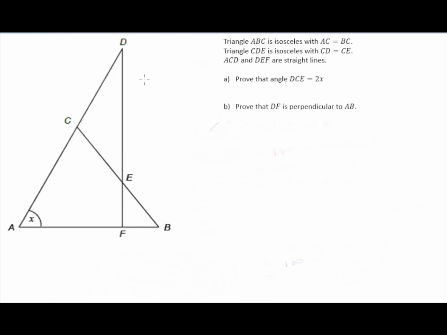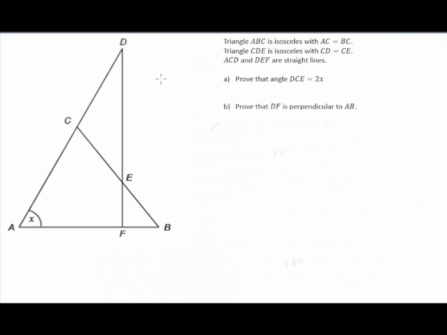Today we're going to look at some geometric proofs. Now let's have a look at this question here. Triangle ABC is isosceles with AC equal to BC. Triangle CDE is isosceles with CD equal to CE. ACD and DEF are straight lines. Prove that angle DCE is equal to 2x.